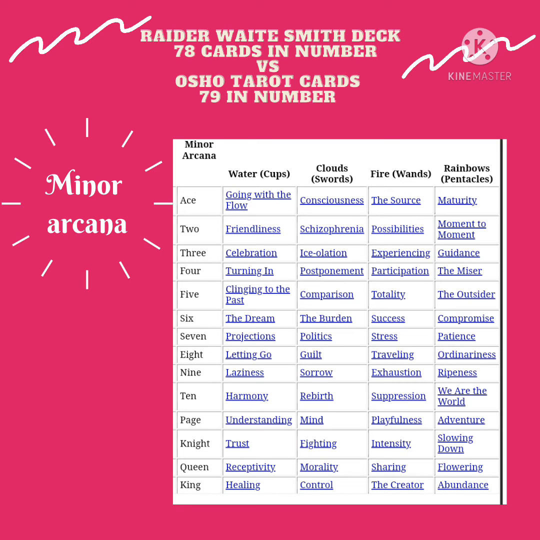The last, the suit of rainbow. The 14 cards are the maturity, movement to movement, guidance, the miser, the outsider, compromise, patience, ordinariness, ripeness, we are the world, adventure, slowing down, flowering, and the abundance.